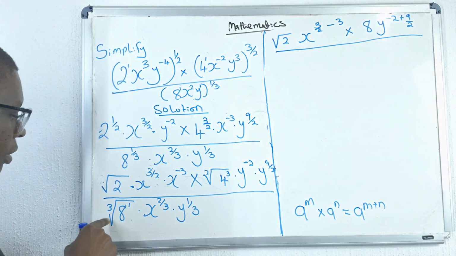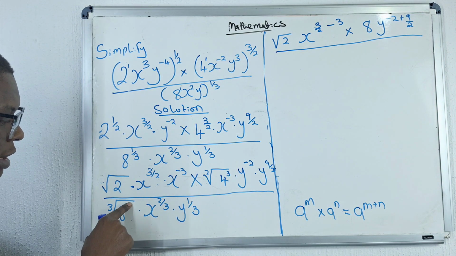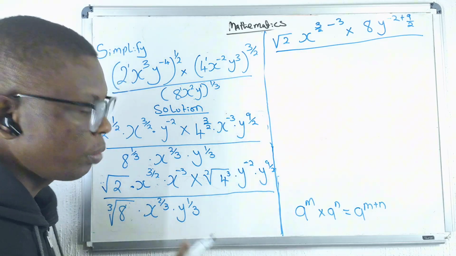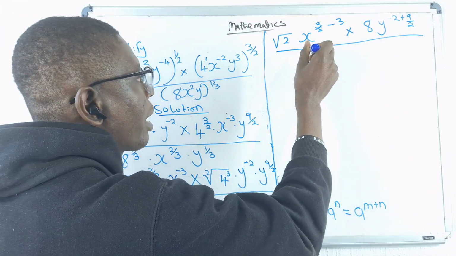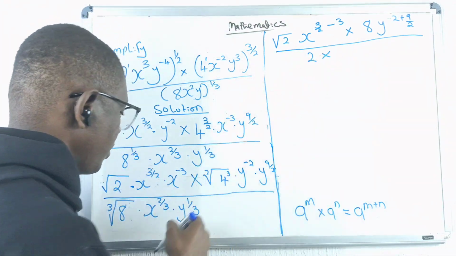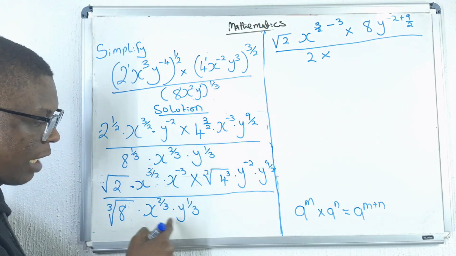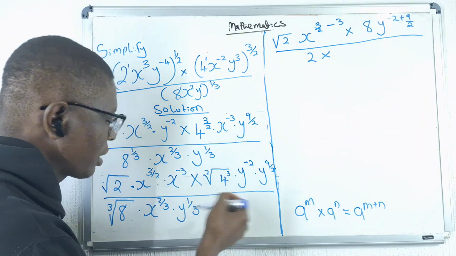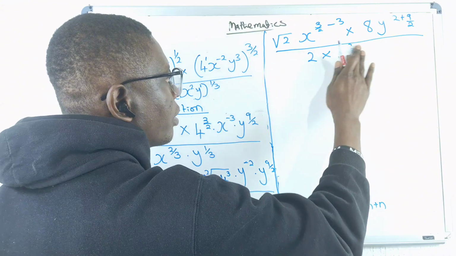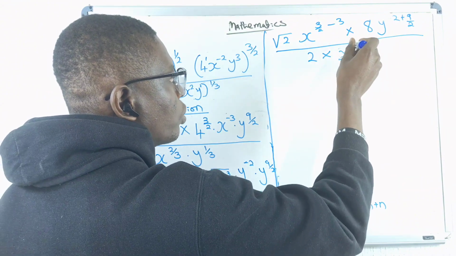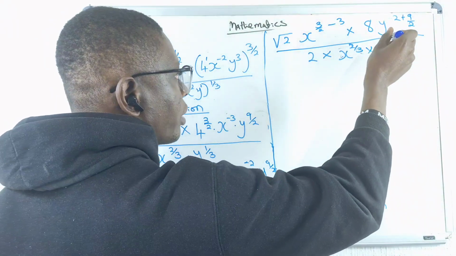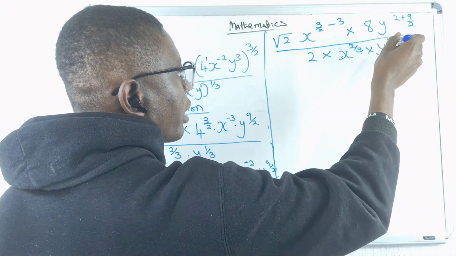I move further again. Now, this is the cube root of 8. What is the cube root of 8? The cube root of 8 is 2, because 2 times 2 times 2 will give you 8. So therefore, I'll write 2 here, multiply by, their bases are not the same, so I cannot sum up the power. I will still write everything the way it is. x raised to power 2 over 3 times y raised to power 1 over 3.